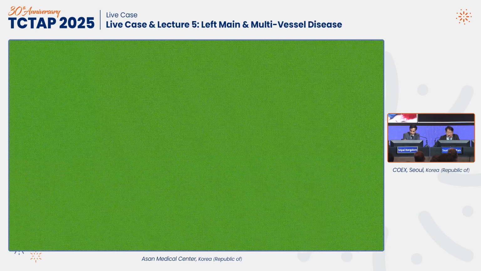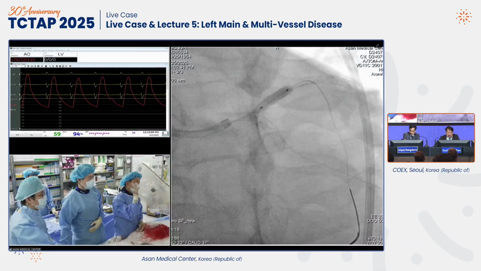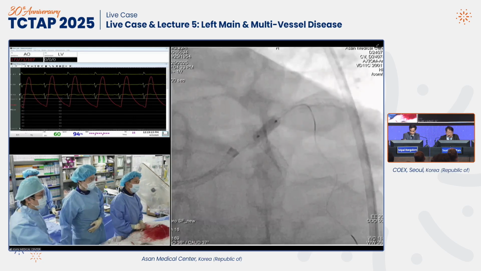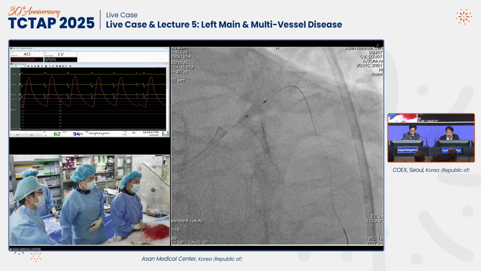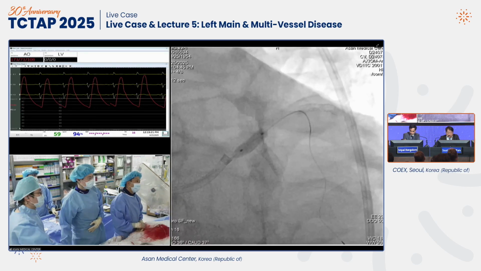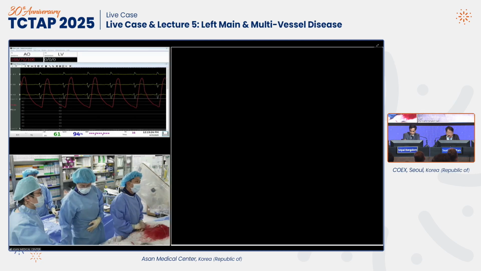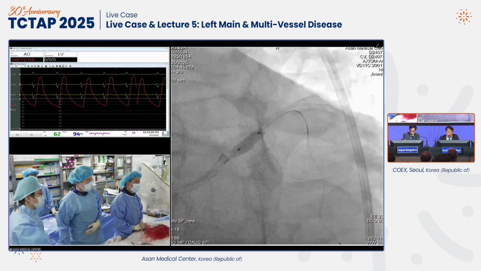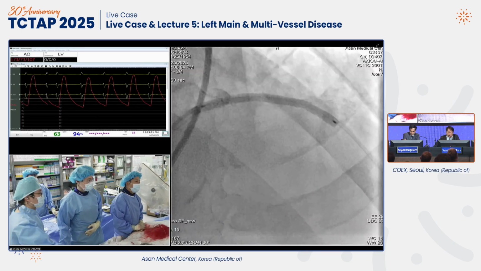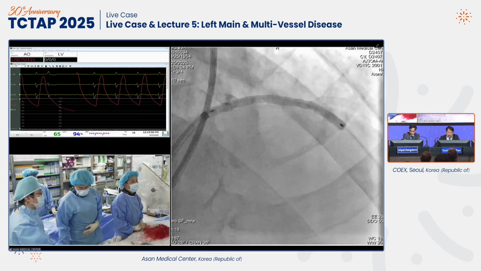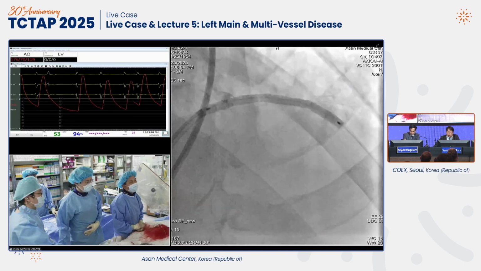And I crushed. Before the crush, I fully opened the main vessel with a 3.5 NC. As you can see, the 3.5 is small for this, so this is 4.0. I additionally pushed it. Crush, side branch balloon, stent. It was a balloon crush, and then I applied a 3.5 by 48 stent, just one, and covered all the main to LAD region.